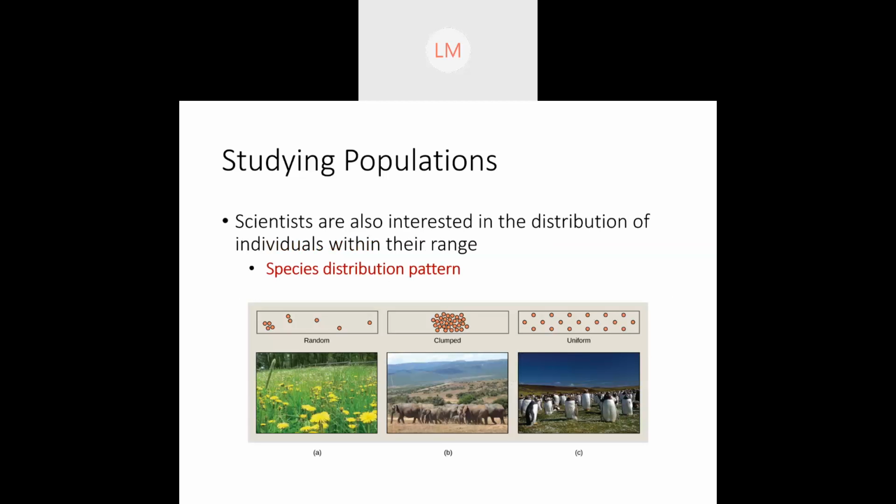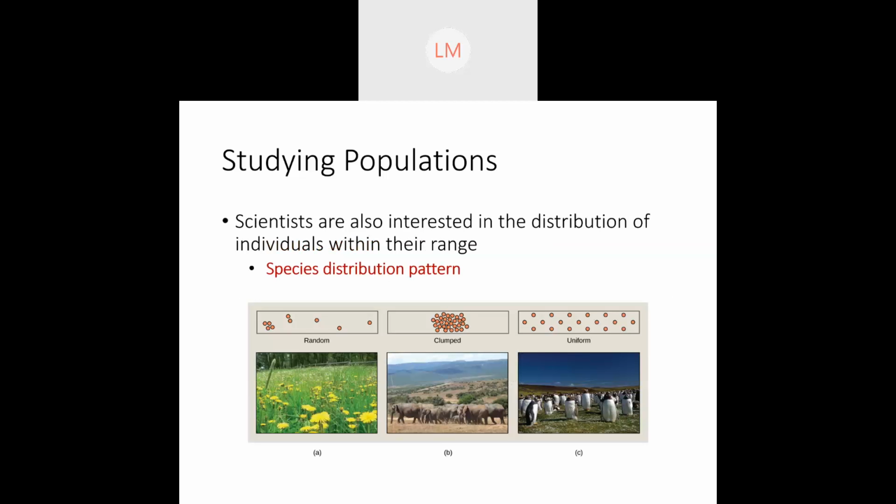So in addition to studying the number, right, with our quadrat or with our mark recapture, we also want to study that distribution, that density. So we can look at this with a specific type of species distribution pattern. And there are three primary species distribution patterns that are seen in nature.